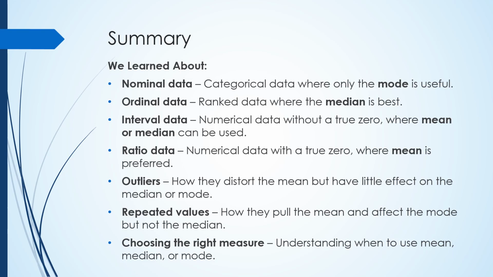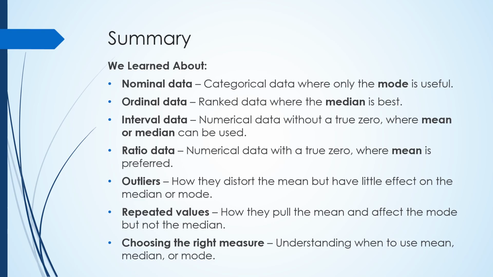In this lesson, we learned about different types of data and how they influence the choice of central tendency. Nominal data consists of categories without order, so the mode is the only meaningful measure. Ordinal data has rankings, but uneven gaps between values, making the median the best option. Interval data is numerical with equal spacing but no true zero, so both mean and median can be used. Ratio data includes a true zero, allowing for full mathematical operations, making the mean the preferred choice.